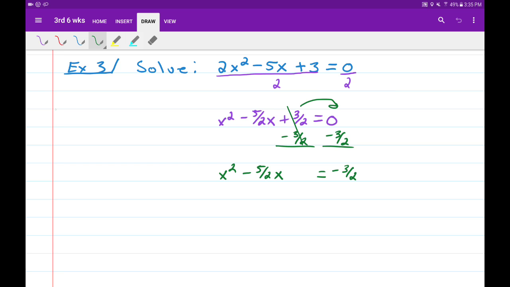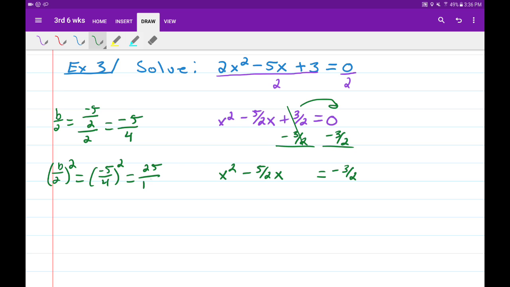All I'm going to do is take b over 2. I'm going to put negative 5 halves and divide it by 2. So you can stick this in your calculator. What you're going to end up getting is a negative 5 over 4. Okay, so that's divided by 2. Then we also got to square it. So we'll take negative 5/4 and square it. And when you square it, you can square the numerator and square the denominator for fractions. So negative 5 squared is 25, and 4 squared is 16. So that fraction will turn into 25/16. And that's what we're going to add to both sides of this equation, plus 25 over 16.